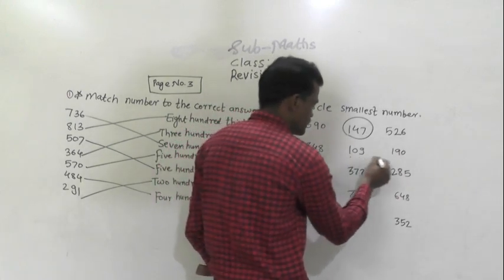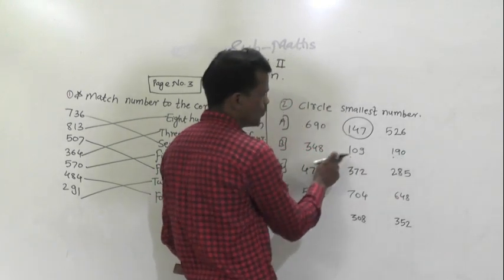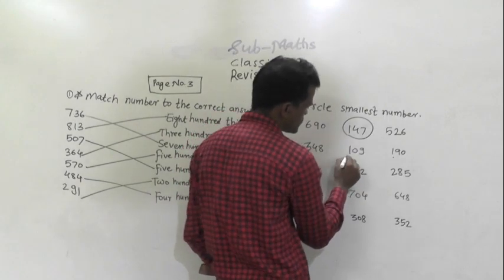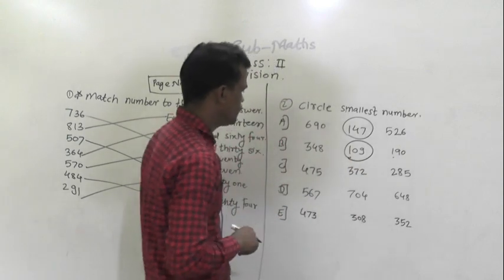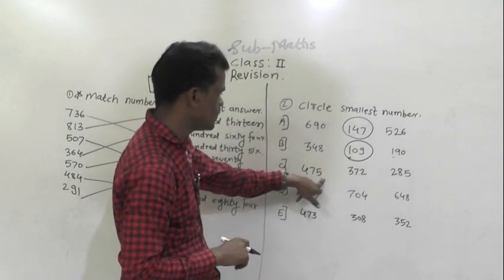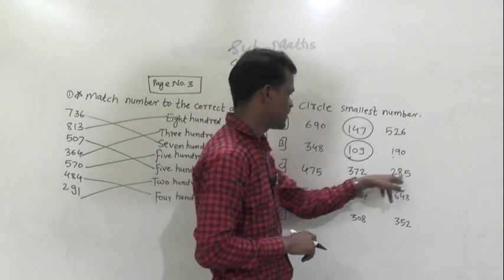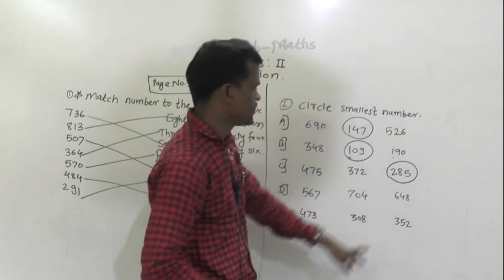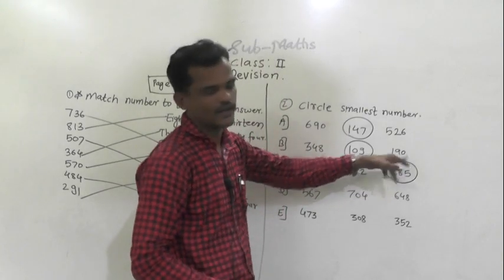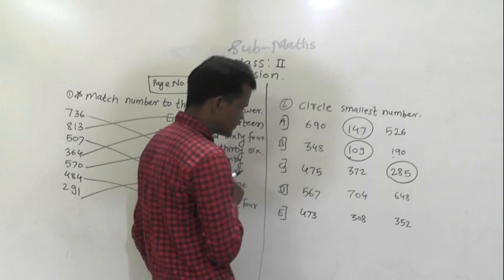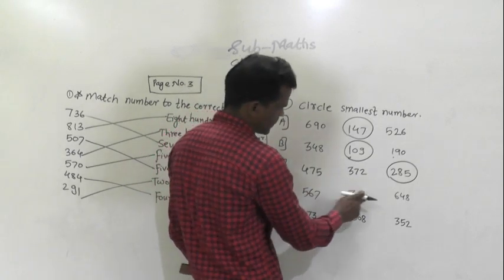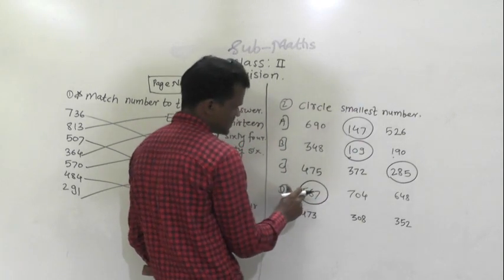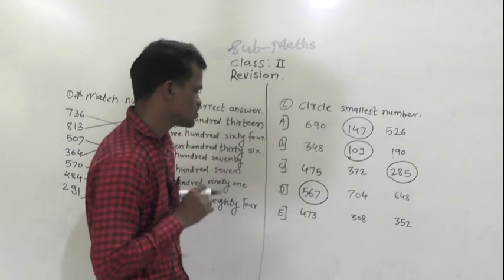348, 109, 190. In these two numbers, 1 is common, so compare the tens place digit. So this number is smallest. Then 475, 372, 285. This 285 is the smallest number because it has 2 at the hundreds place. Then D: 567, 704, 648. Here, which is the smallest number? 567 is the smallest number.